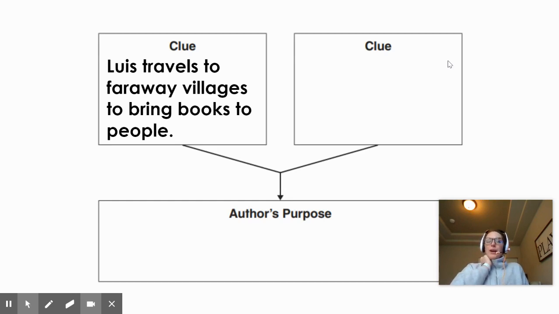So for clue number 1, I wrote, Luis travels to faraway villages to bring books to people. That is something the author is telling us. He is giving us this information about Luis. All right. Go ahead and pause if you need to write down clue number 1, and then press play when you're ready to move on.